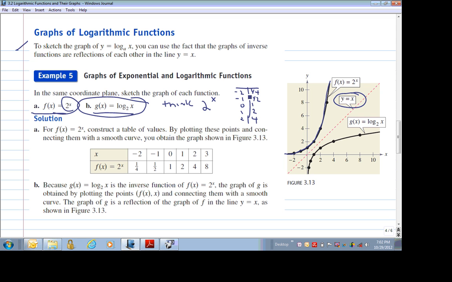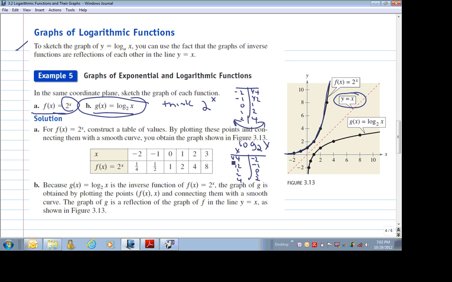We would take these ordered pairs, and for the log, here's our exponential. For the log, we're going to reverse our x and our y. So for the log base 2 of x, our table just switches. It becomes 1/4, 1/2, 1, 2, and 4 as my x values, and my y, or my output, is -2, -1, 0, 1, and 2. And that's what we get here.